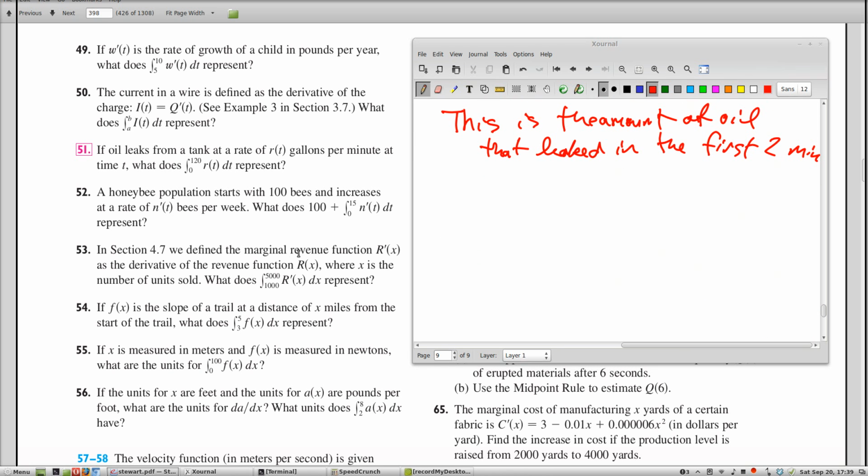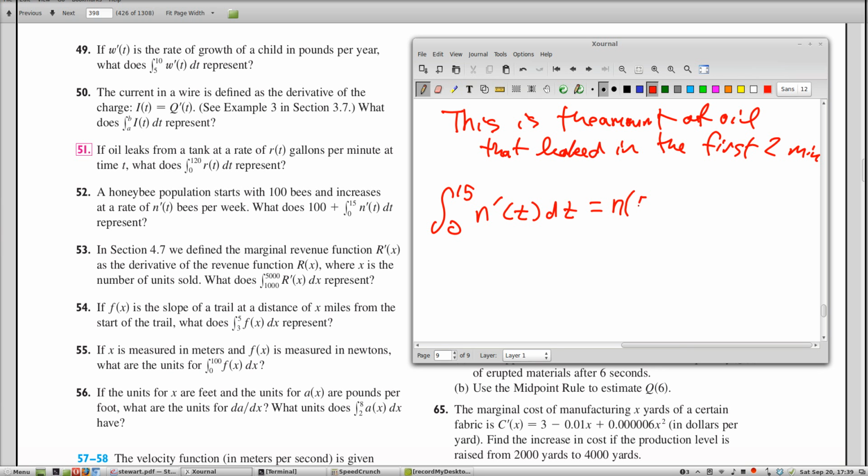Alright, and so this is just the same thing over and over again. If a honeybee population starts with 100 bees, here's the starting amount, and increases at the rate n prime of t bees per week, then what does this mean? So the integral from 0 to 15 of n prime of t dt is going to be n of 15 minus n of 0. So this is the number of honeybees that were there initially, and this is the number of honeybees that were there at week 15.